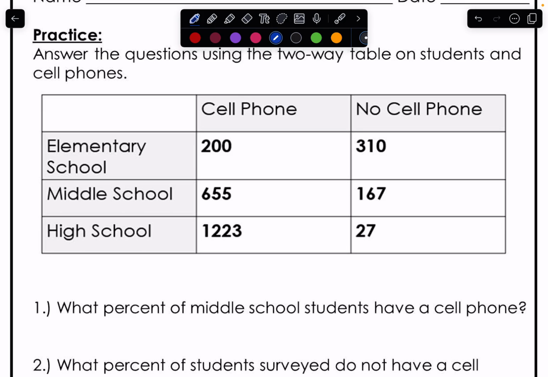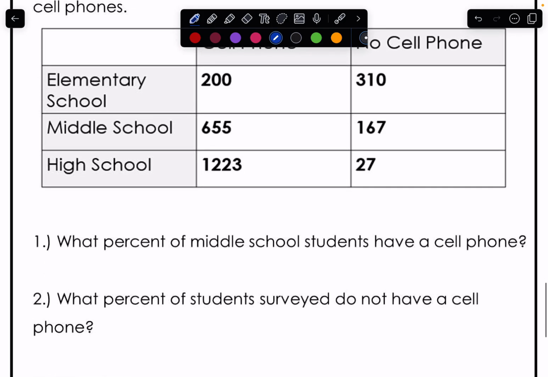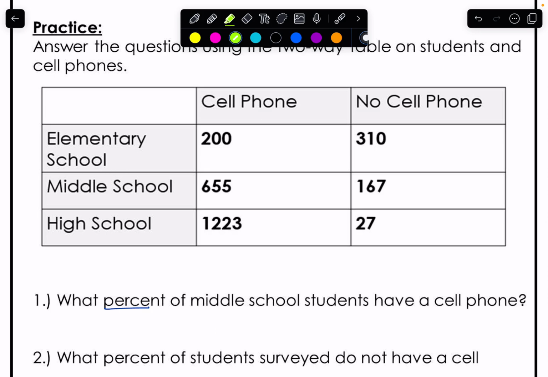So number 1 is asking, what percent of middle school students have a cell phone? We first need to answer the question. Even though it's asking for percent, we definitely need to know the number. So percent of middle school students who have a cell phone, that would be this number right here, 655. That's going to go on the top part of my fraction. I need to divide that by total middle school students.